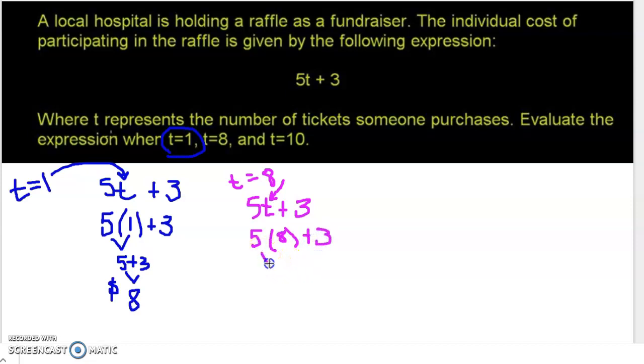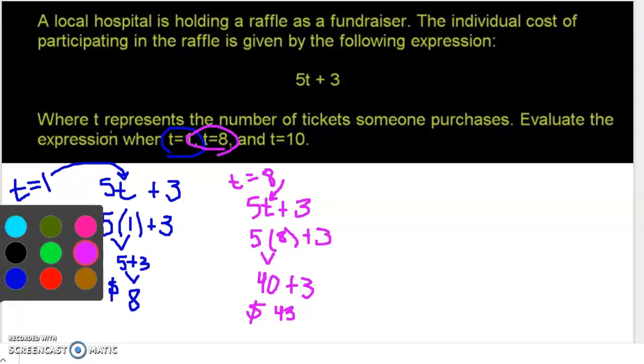Once again, order of operations tells me I multiply first. 5 times 8 is 40. 40 plus 3 is 43. And remember, it's dollars because this is the cost that if I needed to purchase 8 tickets for this fundraiser, it would cost me $43. So that's t equals 8. I'm going to circle that one in purple so you can tell.